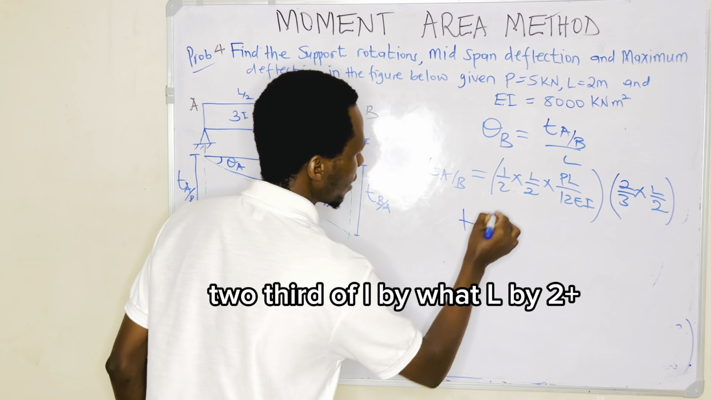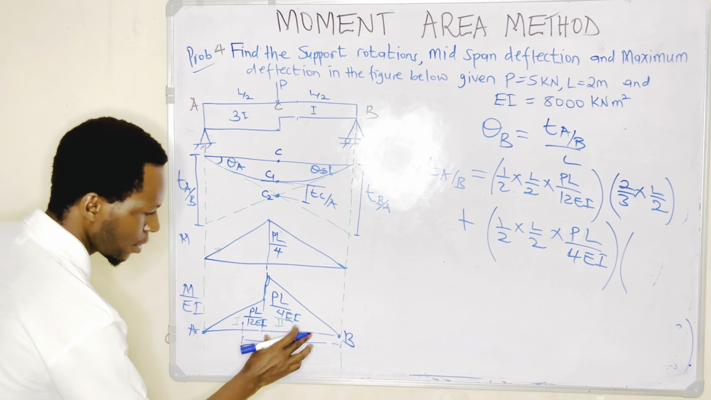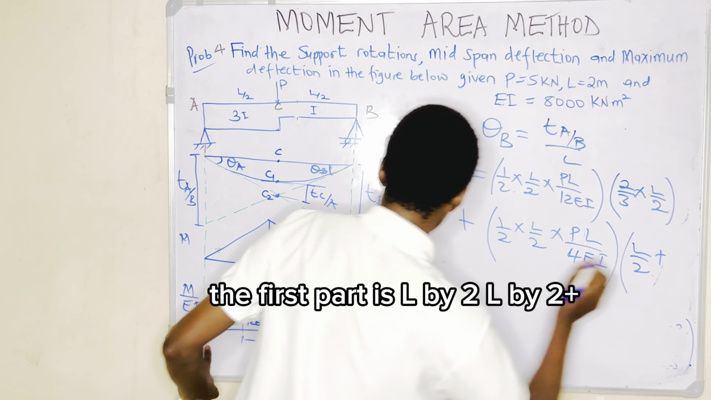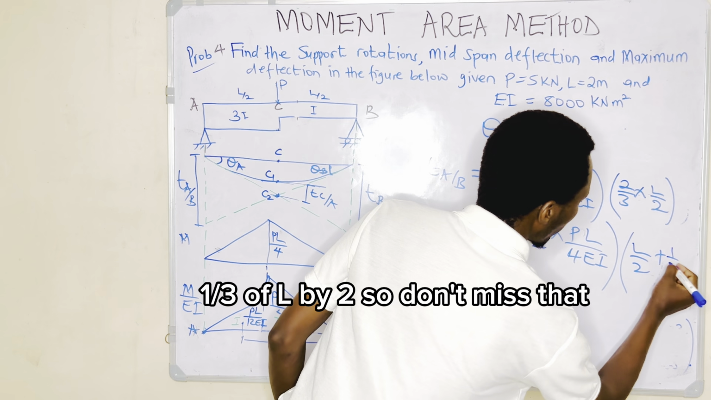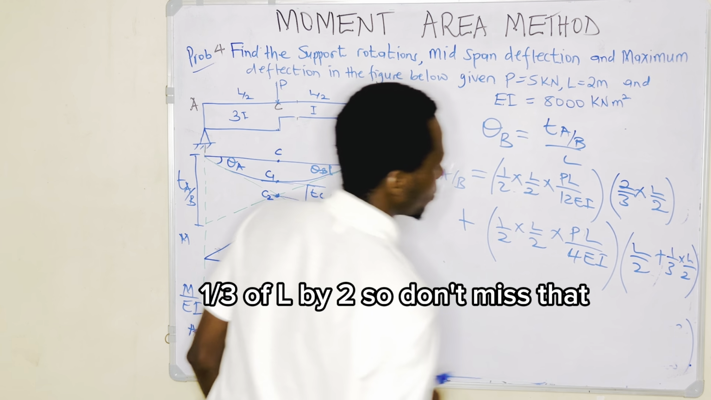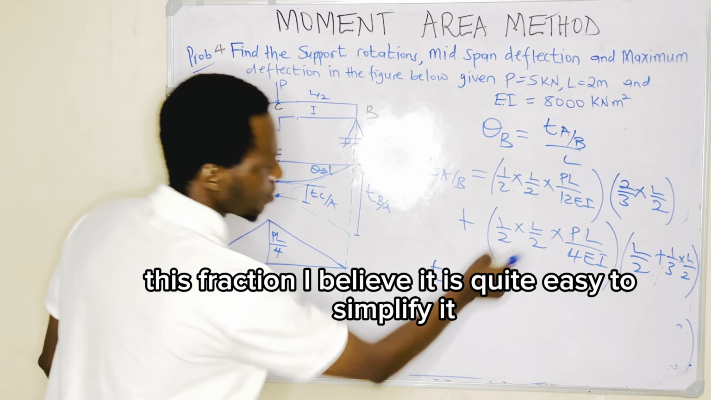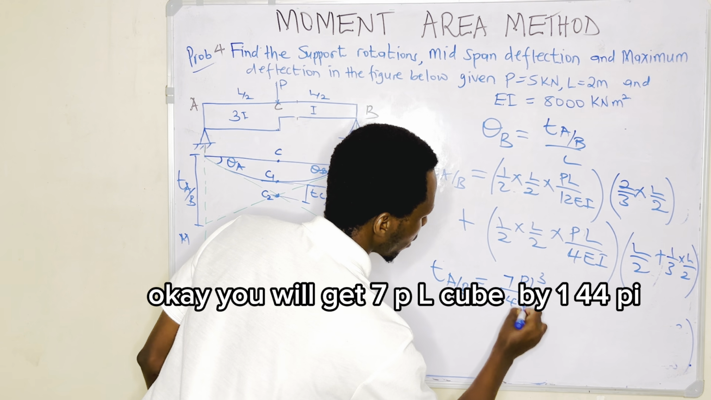Plus, the second figure is, the area is half times L by 2 times PL by 4 EI. Okay? Now, multiply it with the centroidal distance of this one when you're standing from A. The first part is L by 2, plus the second part, which is 1/3 of L by 2. So don't miss that. If you simplify this expression, I believe it is quite easy to simplify. You will get 7 PL cubed by 144 EI.